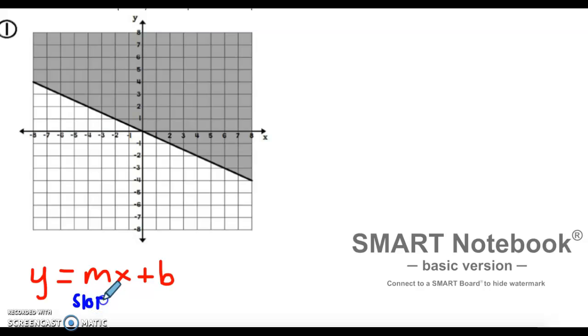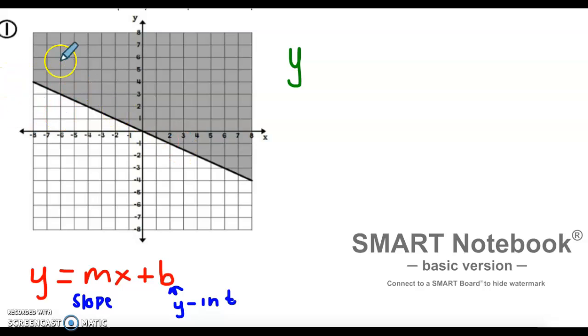We're going to follow this exact format for our linear inequalities, but instead of putting an equal sign, we're going to put an inequality symbol. So here we go. We're going to do y. Now I'm going to leave a blank for the inequality symbol. Let's do that part at the end. Let's do the parts that we know first. So the slope and the y-intercept.